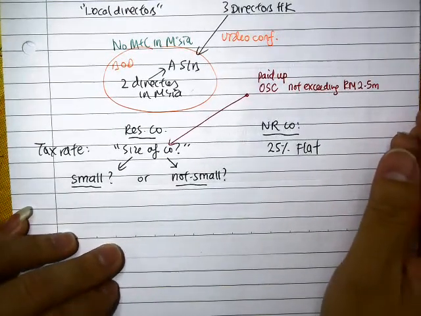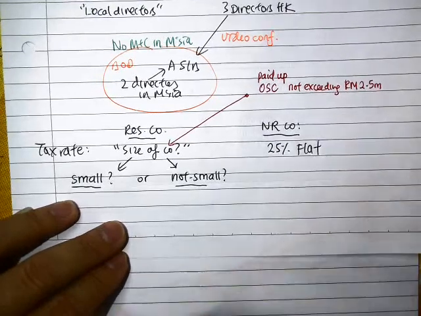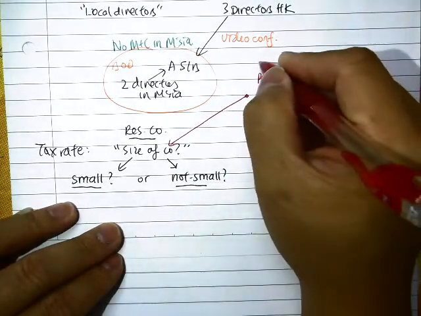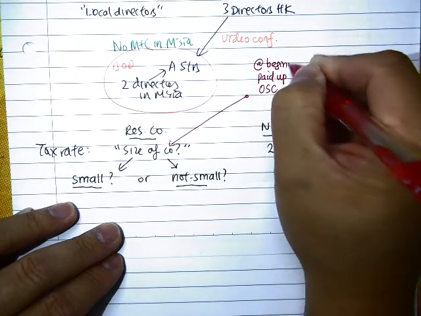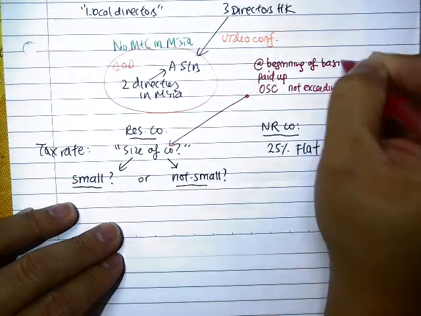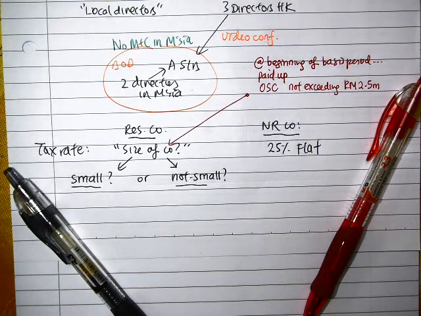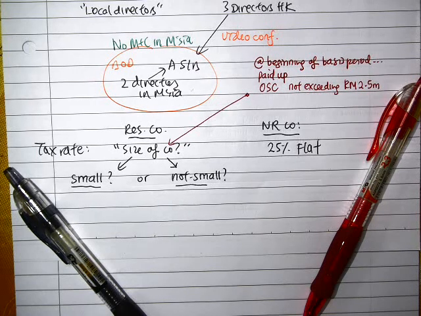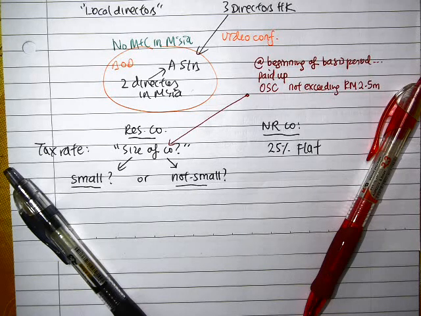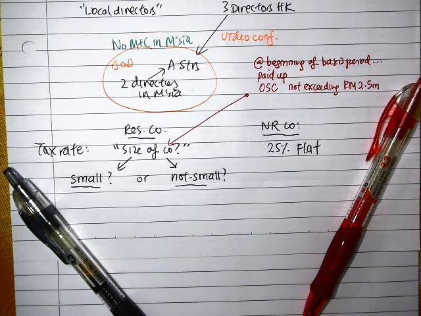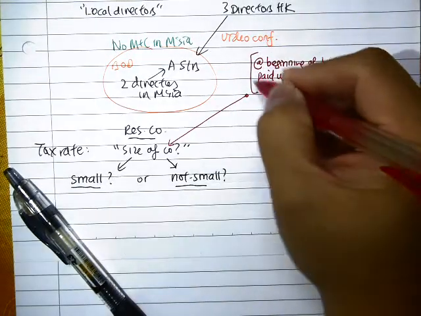Okay? One more. The 2.5 million, when you check, when do you check? At the beginning of the basis period for a year of assessment. So if you only say capital, that means you get 0, because the word capital totally doesn't have an answer at all, okay? We are looking at the beginning of the basis period for a year of assessment. The paid up ordinary share capital of the company must not exceed 2.5 million ringgit. Follow? Now, once you have that, then you become a small company.